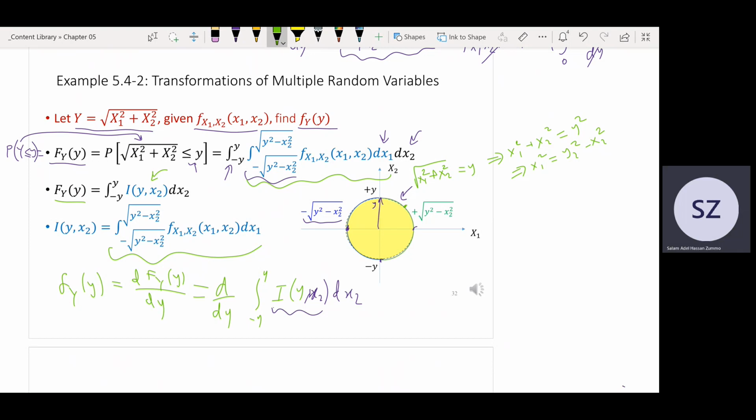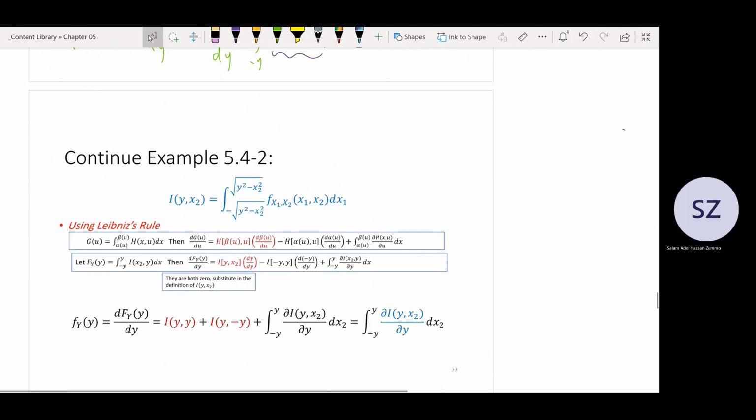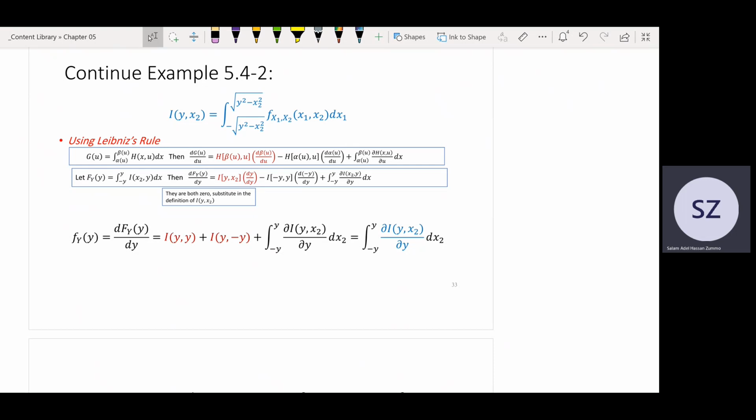So now we have the CDF as an integral of a function of y, and the limits are also a function of y, and we want to differentiate with respect to this thing. So we are taking a derivative of a function where the variable we are differentiating with respect to comes in the limits of the integral. So here we need to apply the Leibniz rule. So what do we have here?